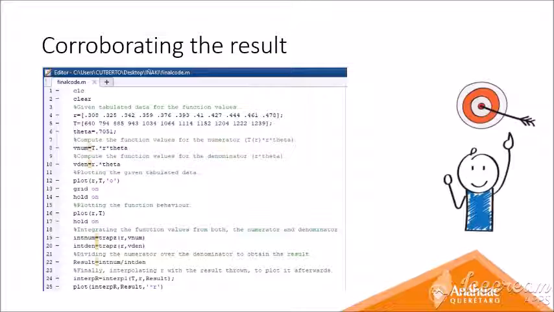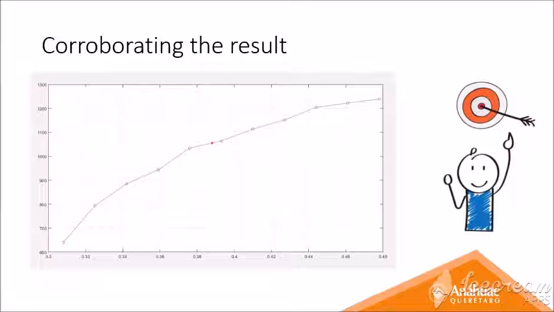Then we're going to integrate the function values from both the numerator and the denominator. With our values integrated, we're going to divide the numerator over the denominator to obtain the result. Finally, we're going to interpolate R with the result obtained to plot it afterwards. We can see that the graph produced by MATLAB is exactly the same as the one we did in Excel. The blue dots represent the tabulated data given by the problem, and the tiny red star represents the result we got, already fitted in the graph.